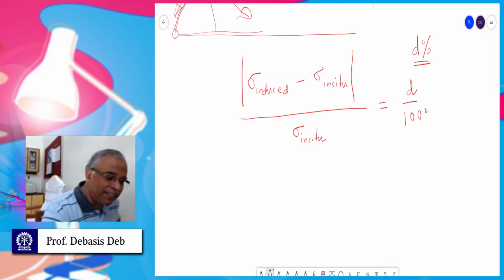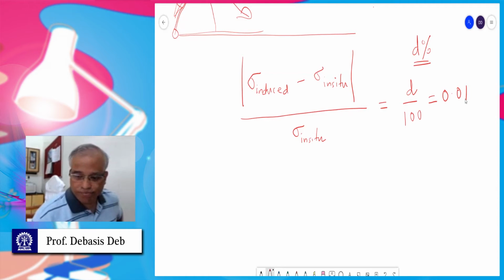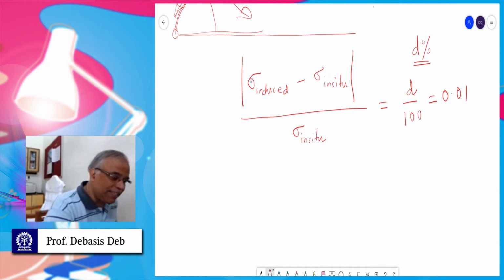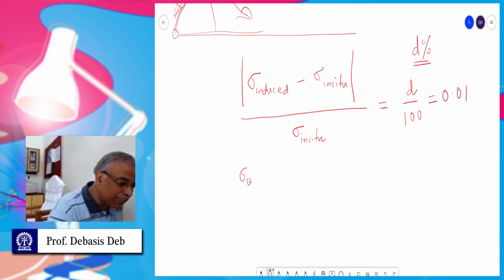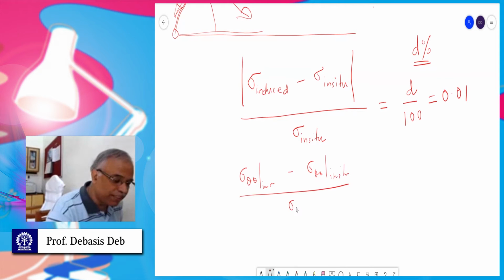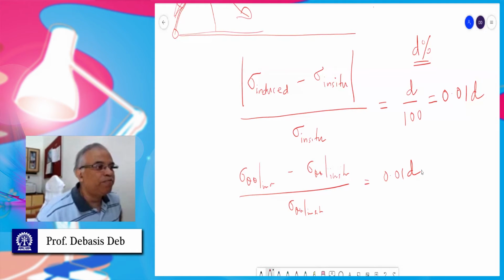So if I go by that, then I can write an equation. I can write the induced stress equation of sigma theta theta here. So I will write sigma theta theta of induced minus sigma theta theta of in situ, and then divided by sigma theta theta of in situ is equals to 0.01 D.